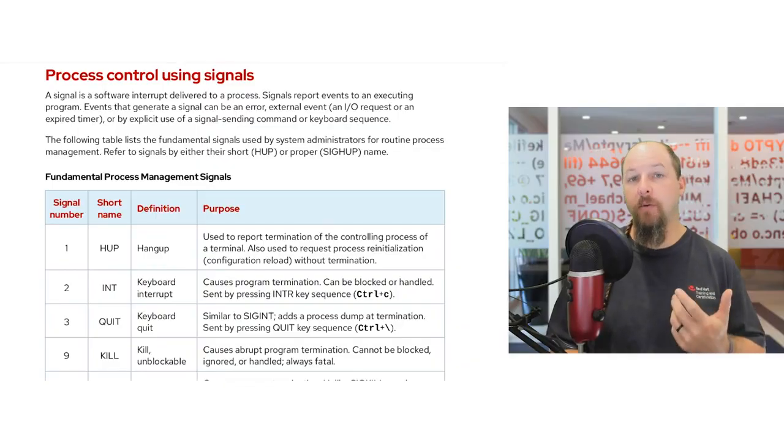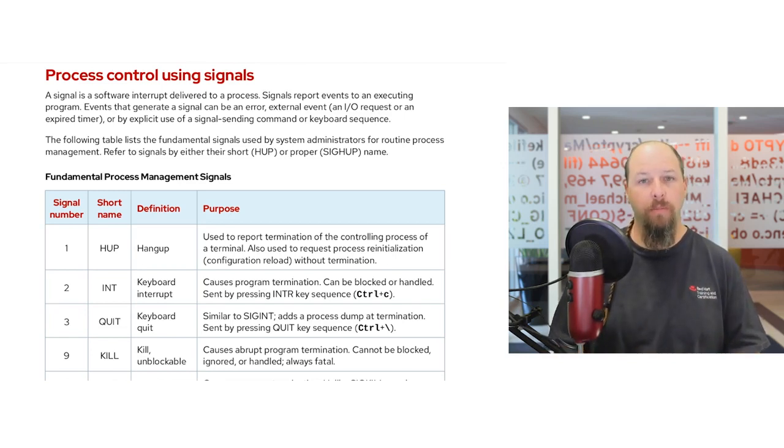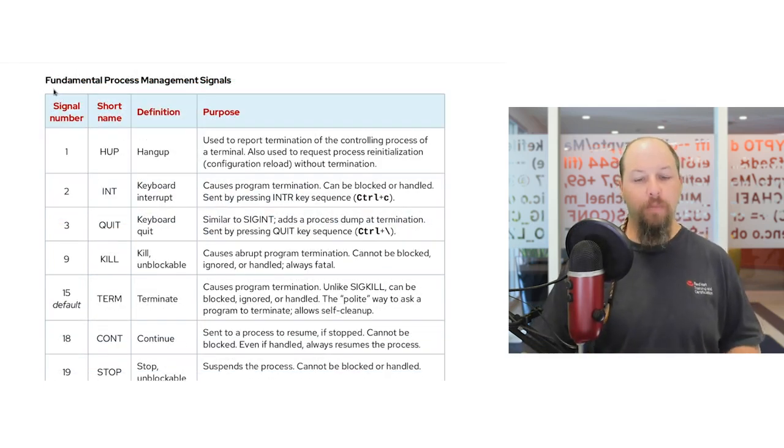Signals are used to interrupt running software. Each signal value pertains to a specific action you want to perform on the process itself. We'll take a look at this table so that we can understand what the corresponding results of the various signals are. Let's go through this table on the fundamental process management signals.